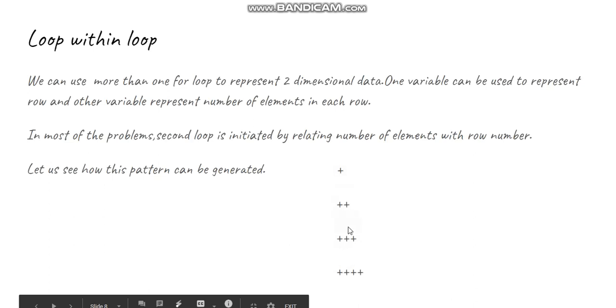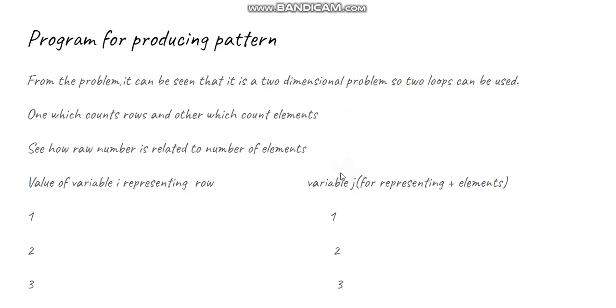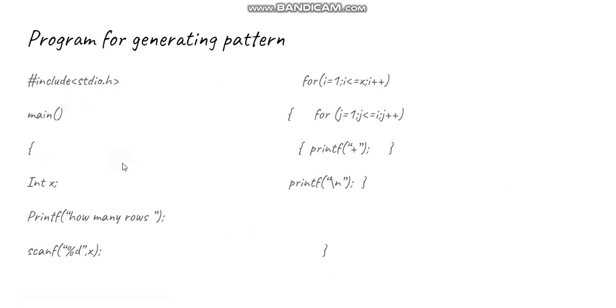Here you can see in the first row there is only one element, in the second row there are two elements. So the second value is related to the first. The value of the second variable is related to the first. We can identify the relation between the variables and utilize this relation in defining loops. You can see how i is related to j. Both are equal.